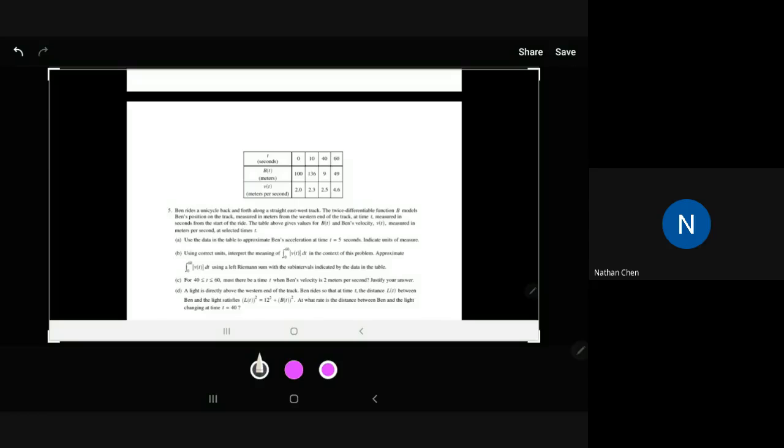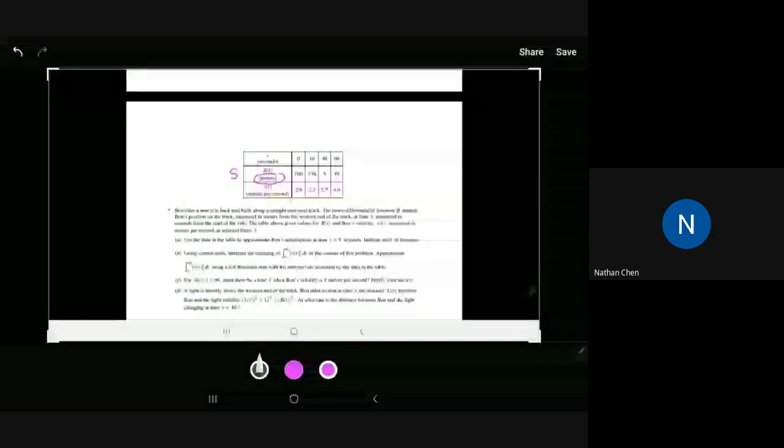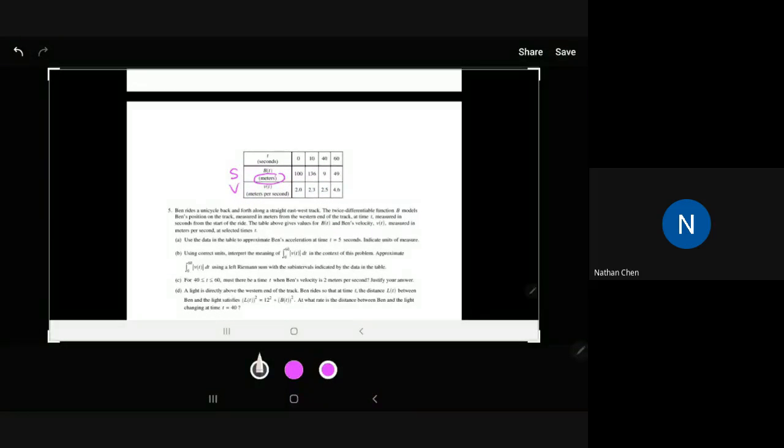Okay, the thing that's interesting about this one is they gave me the original S and they gave me V. They usually only give you one. And same thing, maybe a graph given gives you two equations. So I'm just looking for part C. It says between 40 and 60, there must be a time. That sounds like there exists a time when Ben's velocity is 2 meters per second.